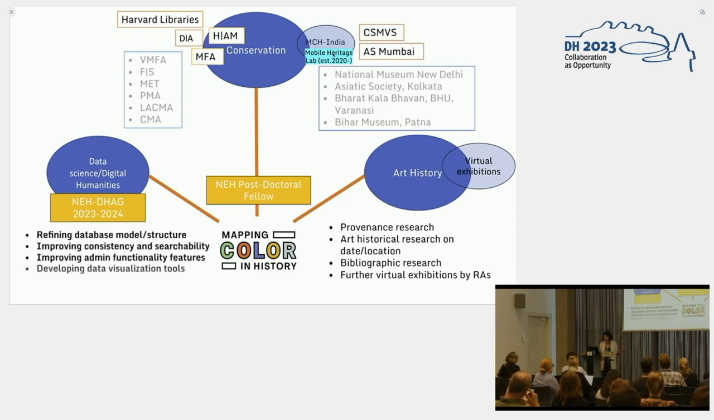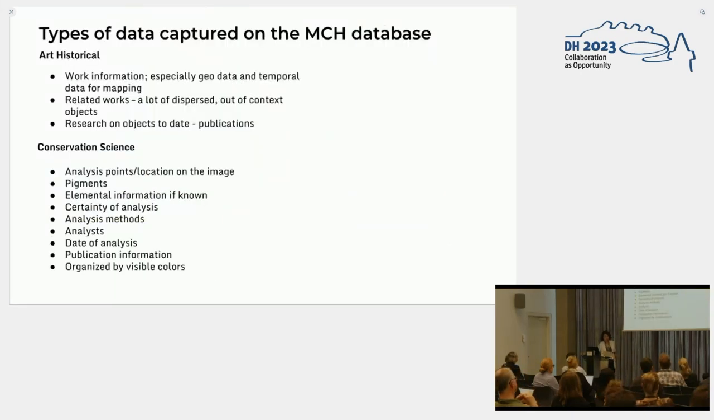And this is some of the things that we are hoping to achieve with this grant. So here are, well, I guess that's the aim of future development. So here are the types of data captured on the database. Art historical data and conservation science data.